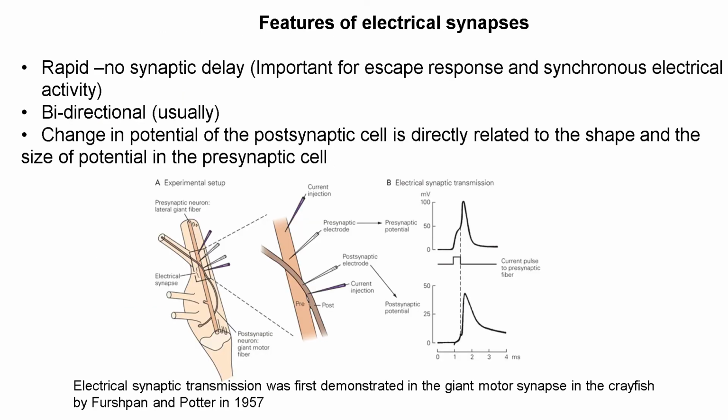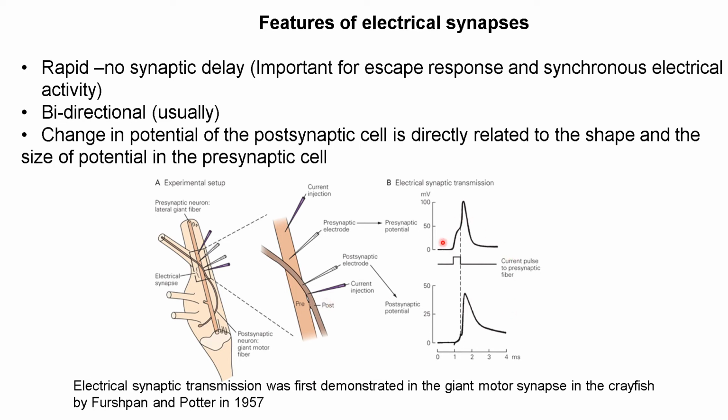So what are the features of electrical synapses that I would like you to remember? They're rapid. There is no synaptic delay. So the moment the signal comes to the presynaptic neuron, presented here, this is the giant motor synapse in the crayfish, which is where electrical synaptic transmission was first demonstrated in 1957. So you have a really large presynaptic neuron and a small postsynaptic one. This is also important because you will transmit more information if you go from a large into a smaller postsynaptic neuron. So the information goes directly because their cytoplasms are connected.